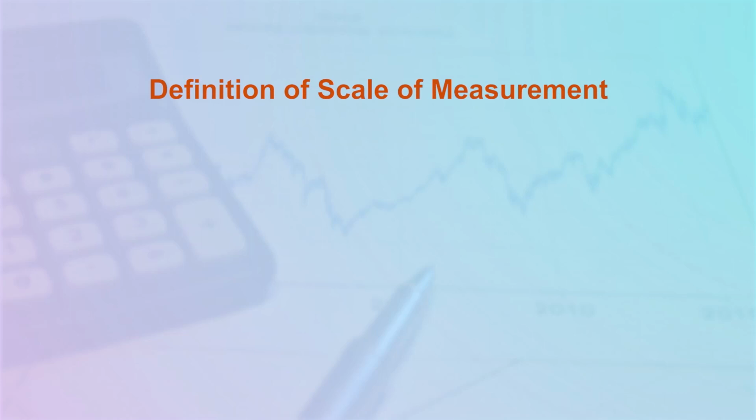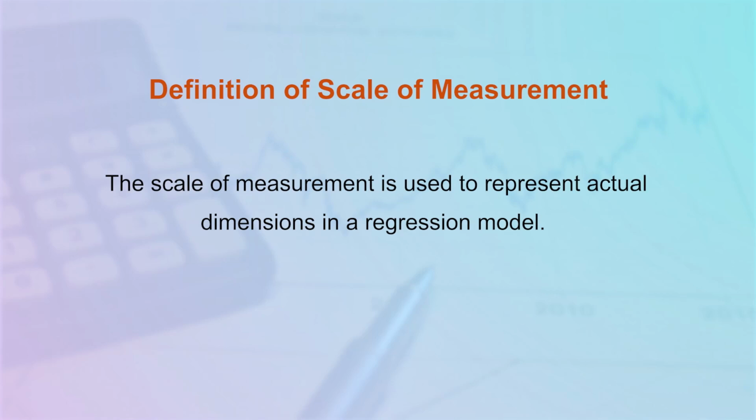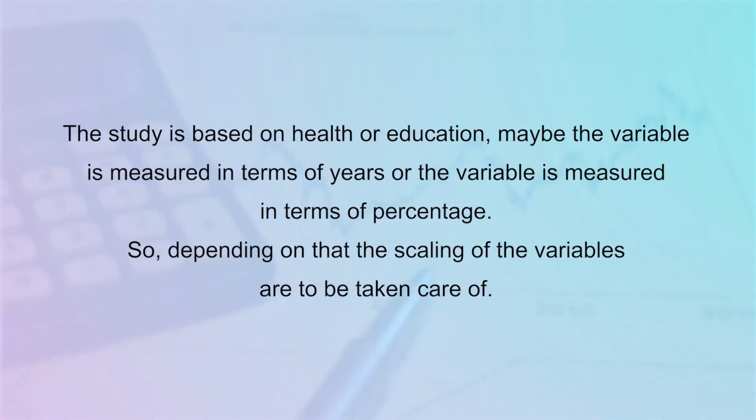As we go for firstly the definition of the scale of measurement, we mean that the scale of measurement is used to represent actual dimensions in a regression model. When we refer to the actual dimensions, it means how the variables are measured and what is the domain of the variable. For example, if we want to deal with a profit function, then all the variables are measured in monetary terms. However, if the study is based on health or education, maybe the variable is measured in terms of years or in terms of percentage. So depending on that, the scaling of the variables is to be taken care of.